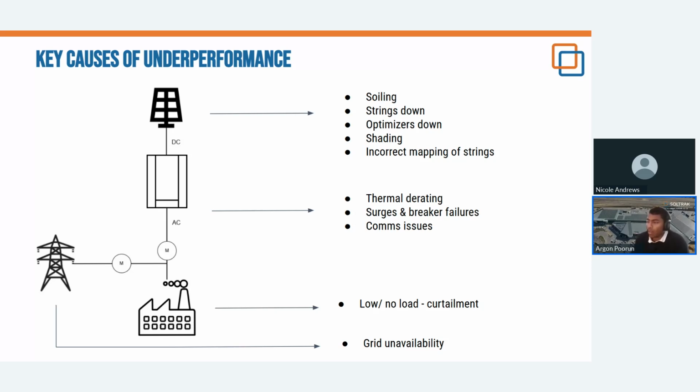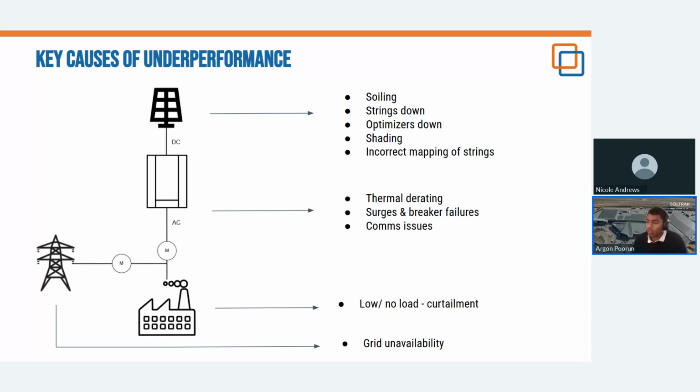Then you could also have AC side issues, so the thermal derating of the inverters. You could have surges and breaker failures or comms issues, where there's a loss of communications between the inverters and the cloud platform that the data is pulling into, whether that's the inverter platform or a third-party aggregator platform like Meteo Control.